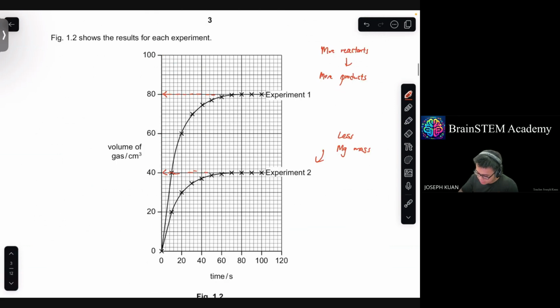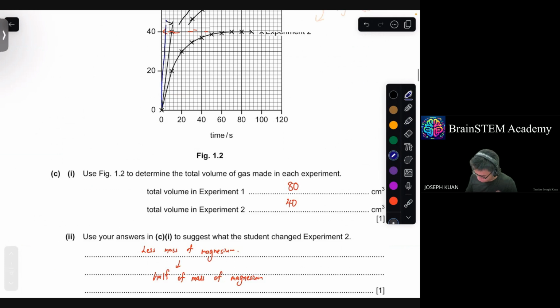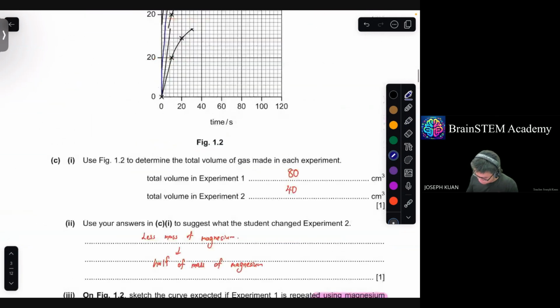So all you need to do is draw the graph as greater rate of reaction means that the initial shape will be very steep. Sorry, I'm using an iPad. I can't draw this in a great way. But in your exams, please draw it nicely. So it's way steeper, but the volume at the end is still 80. All right, so this is for question 3.